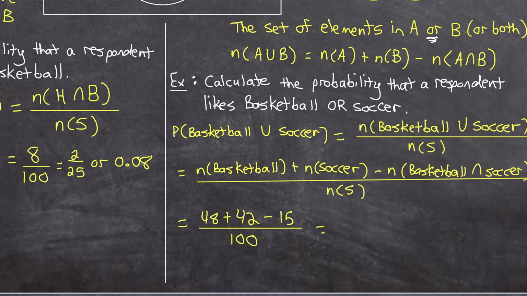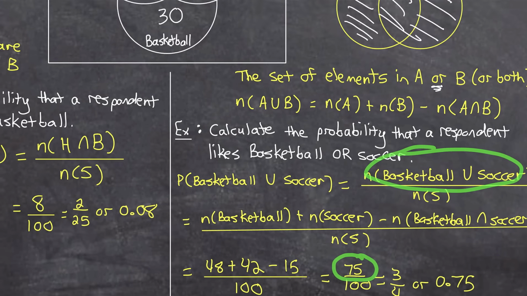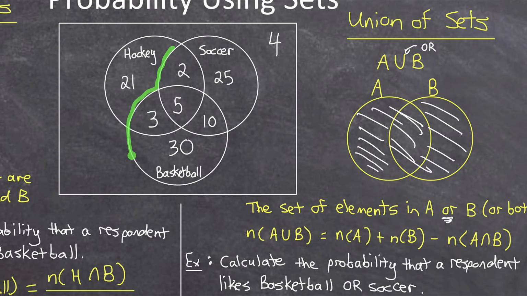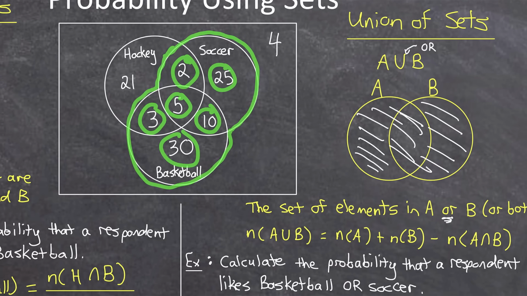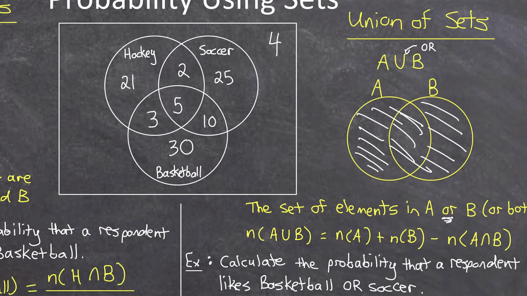If I simplify this, I get 75 over 100, which reduces to 3/4, or as a decimal, 0.75. Now, it might have been easier to get this 75 people that like basketball or soccer just by using the Venn diagram, looking at those two sets, the basketball and the soccer set, and then just adding together one time all of the numbers that fall anywhere inside of those two circles, right? Because the union of two sets is anything anywhere in those two. And if I added all those numbers together, I would get 75.